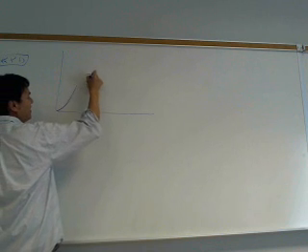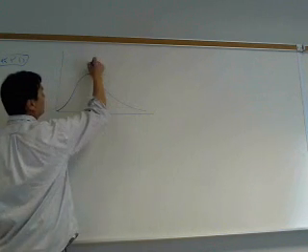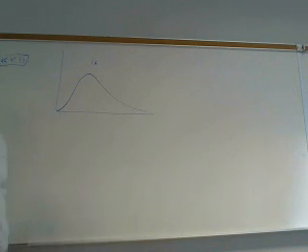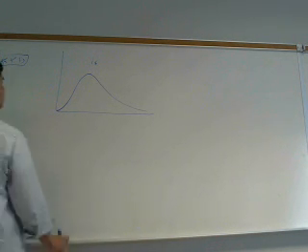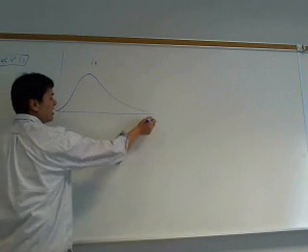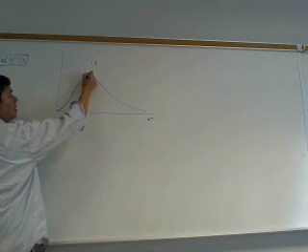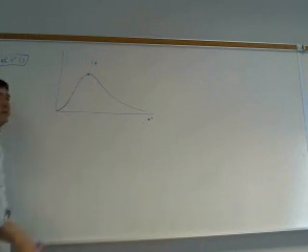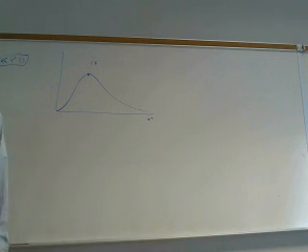Well, anyway, it looks like this. This is 1s, or psi 100. So 1s, RPD. And so this is the distance out from the nucleus. And so what does the peak tell us? The peak tells us the most probable distance.